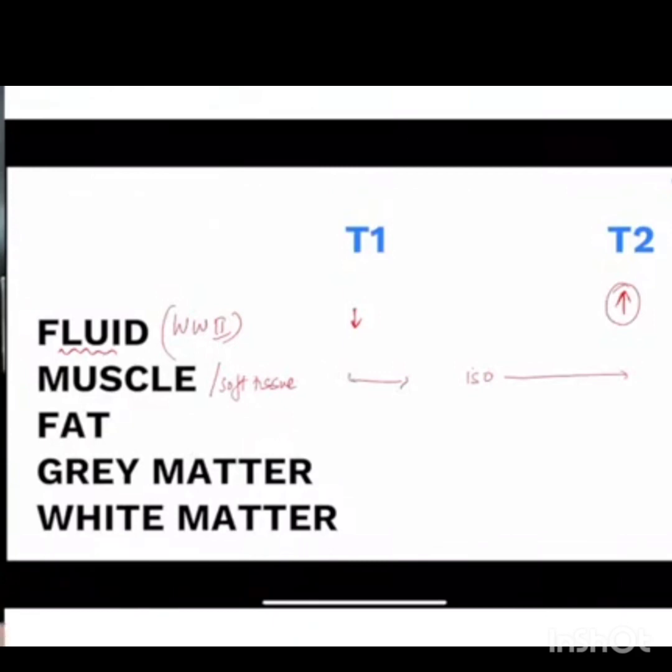Alright, apart from that, fat. What about fat? Fat is something which is white on both. So fat is hyperintense on T1, fat is hyperintense on T2. So that is about fat, remember it will be white in both. So it doesn't really help us distinguish much.